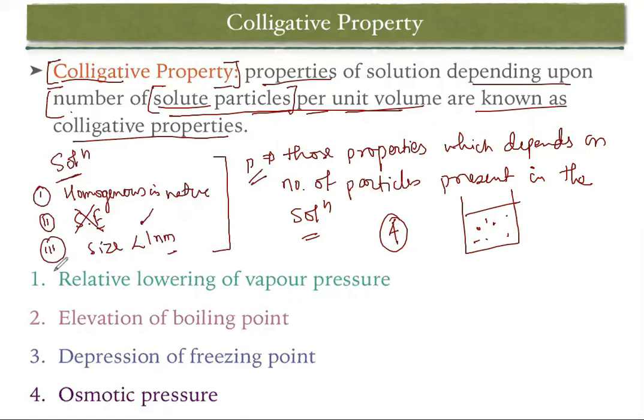Those are, first one, relative lowering of vapor pressure. In the short form, this is known as RLVP. Second one, elevation of boiling point. Third one, depression of freezing point. And the fourth one, osmotic pressure. So now we are going to discuss them one by one in the lecture.